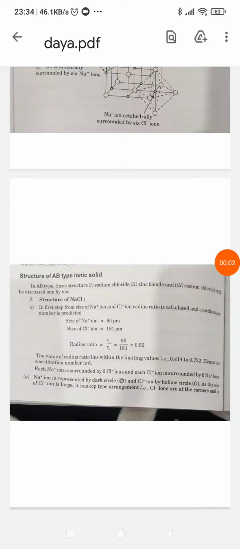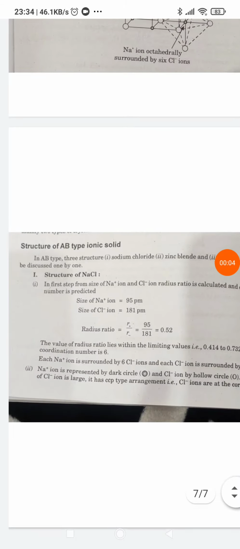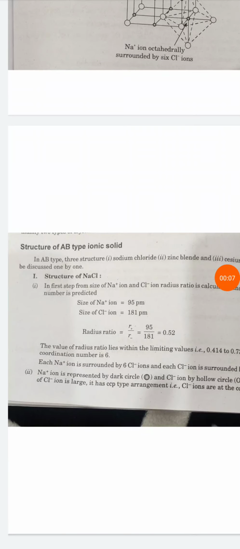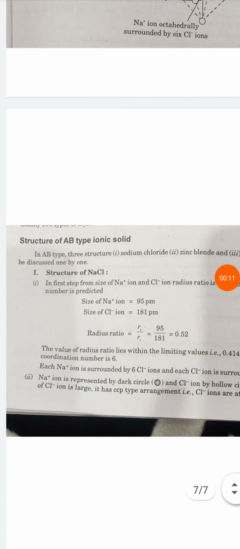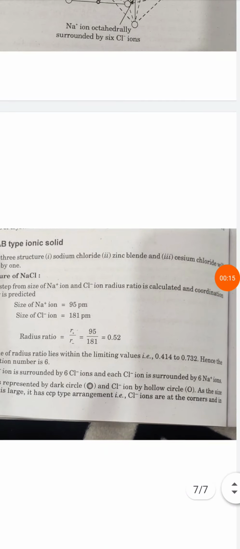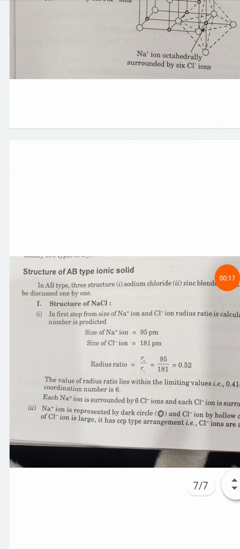Good morning. Today we will study the structure of AB type ionic solids. In AB type, three structures: sodium chloride, zinc blende, and cesium chloride will be discussed one by one. First, we will discuss the structure of NaCl.